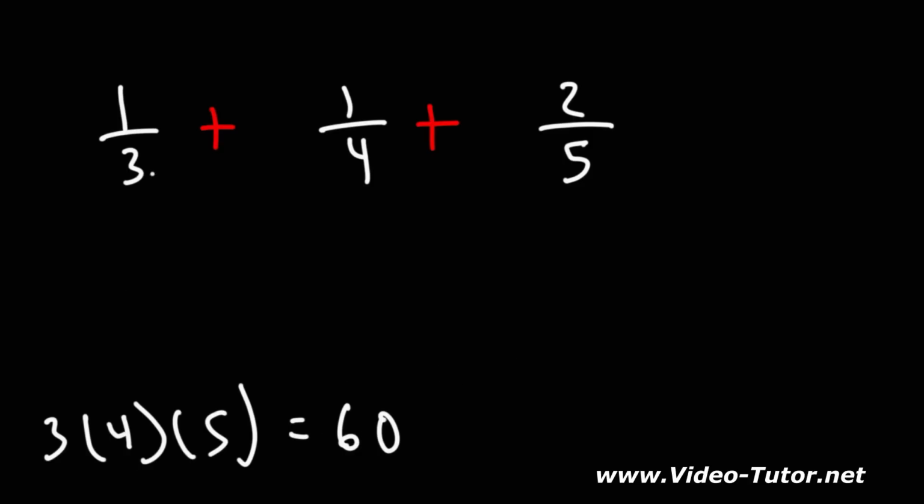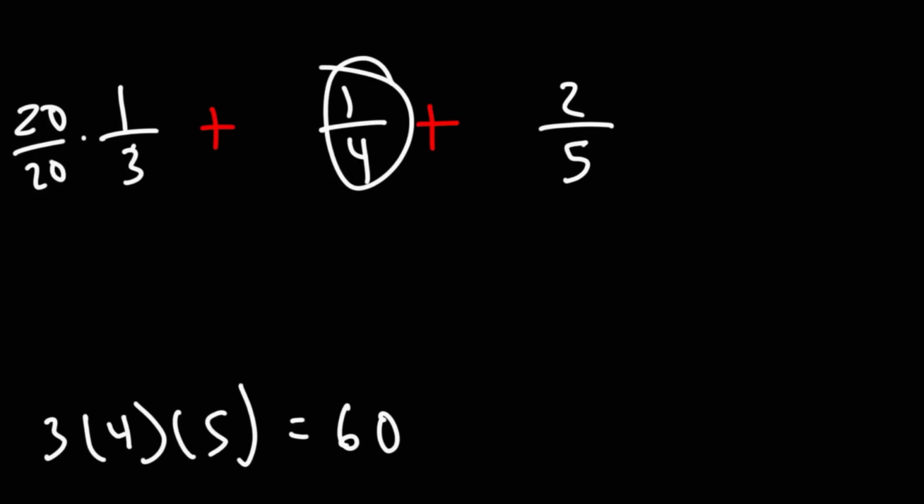The first fraction, I'm going to multiply it using the denominators of the other two fractions. 4 times 5 is 20, so I'm going to multiply this fraction by 20 over 20. For the second fraction, I'm going to use the denominators of the other two fractions. So 3 times 5 is 15. I'm going to multiply this fraction by 15 over 15. Now for the third fraction, I'm going to use the denominators of the other two fractions, 3 and 4. So I'm going to multiply the third fraction by 3 times 4, which is 12.